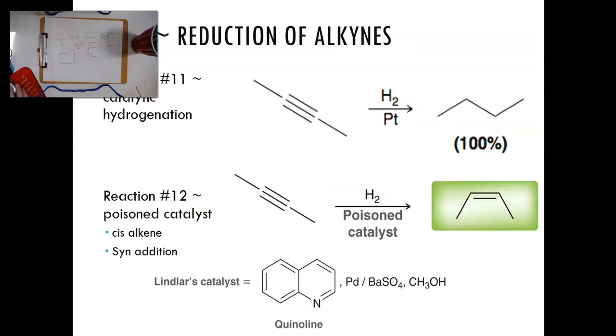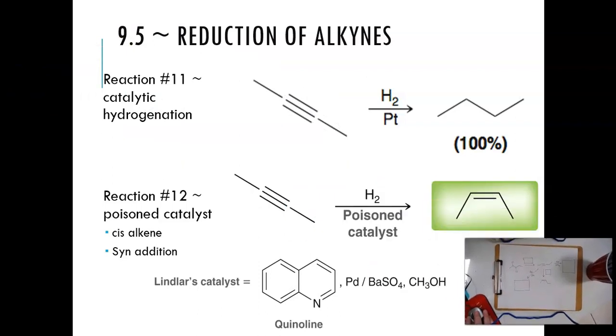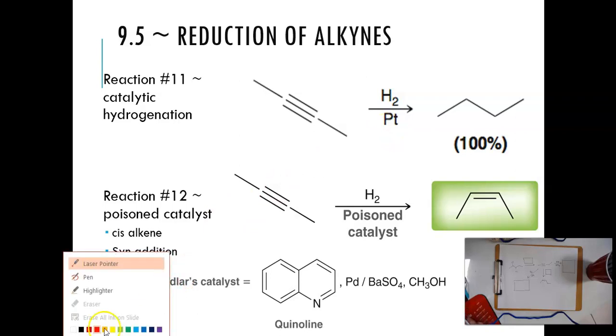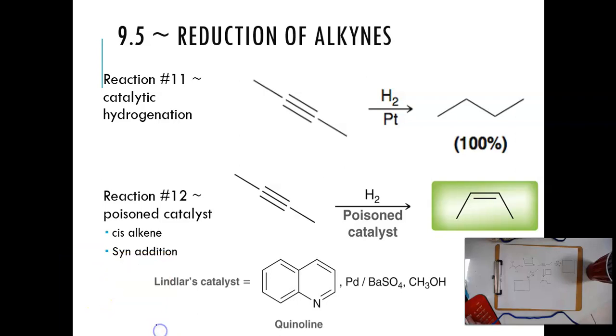So we're going to start with reaction number 11 and 12. Reaction number 11 is the reduction of our alkyne. We're starting with our alkyne here, and we're reacting it with hydrogen and a catalyst. We're using platinum, and we're going to create an alkane. So it goes straight from that triple bond all the way down to our single bond. It's platinum here, but instead of platinum, we could have used palladium or nickel. Both of those would have worked as well. So it's very similar to what we saw in our alkene chapter.